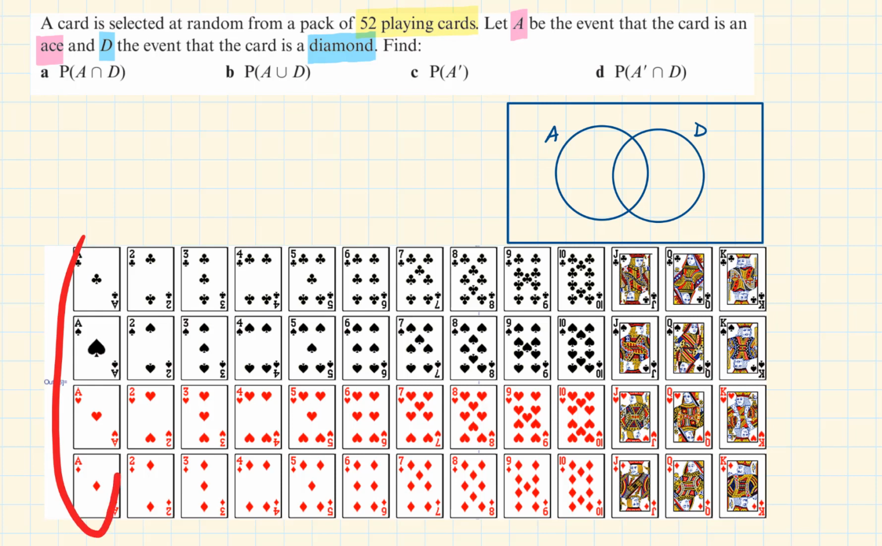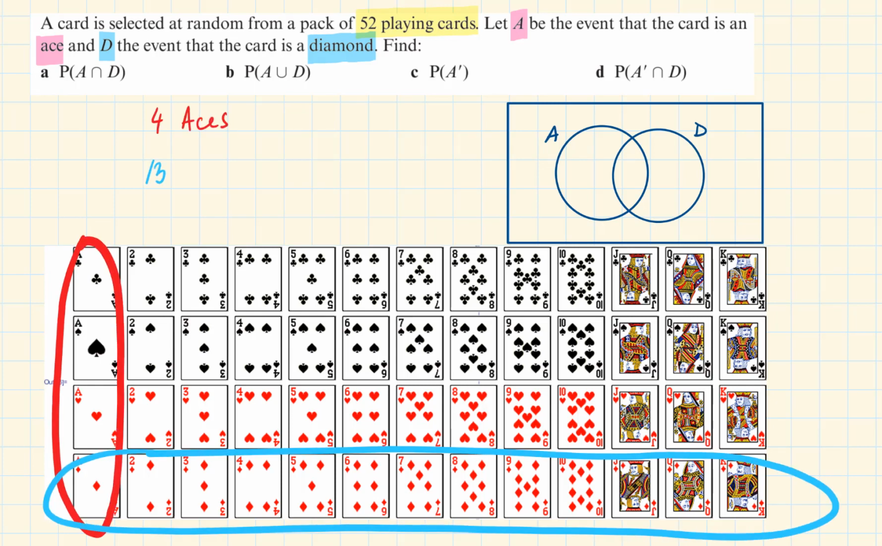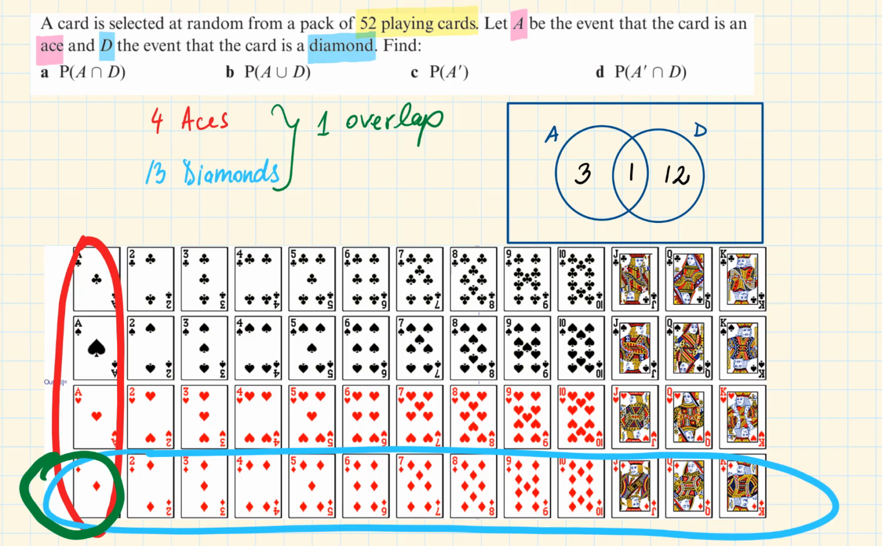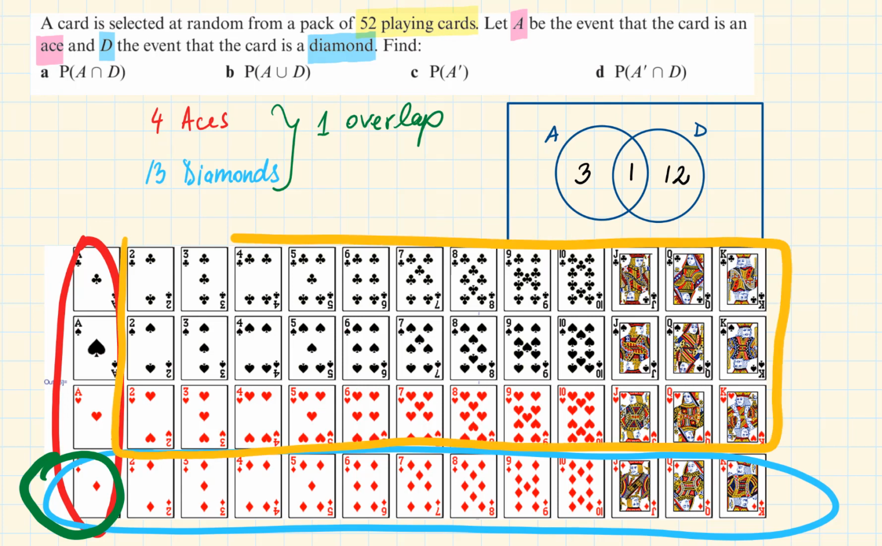There are 4 aces in a pack of 52 playing cards and 13 diamonds, represented in blue. And there is one overlap. There is one card only, which is both an ace and a diamond. That is the ace of diamonds. And there are 36 left over, which are not aces and not diamonds.